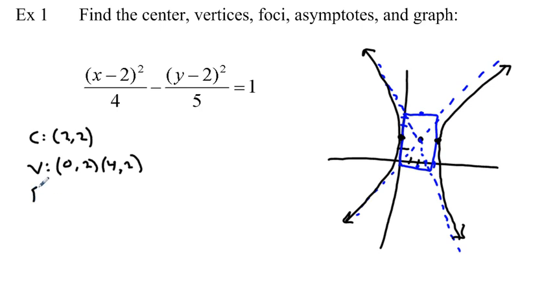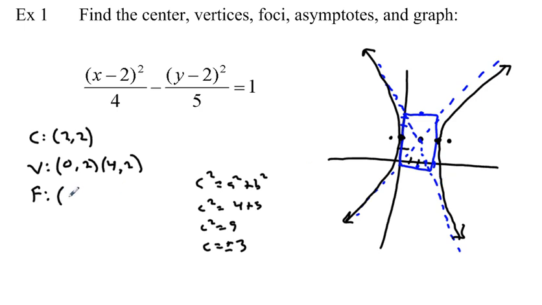All right, to find your foci, we're going to have to use these values, and we have this formula, c squared equals a squared plus b squared. Or essentially, c squared equals 4 plus 5. Well, if c squared equals 9, c equals plus or minus 3. What that means is if we count 3 units to the left and 3 units to the right, we have our foci. And I'm just going to get those off of my graph. So those points are (-1, 2) and (5, 2).